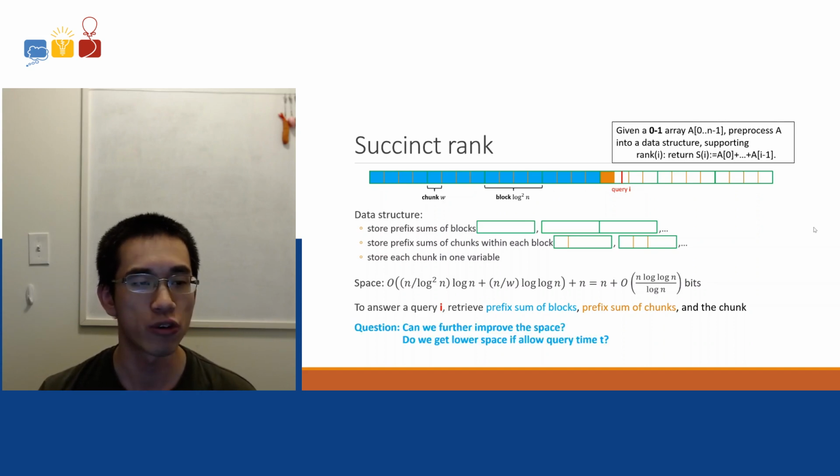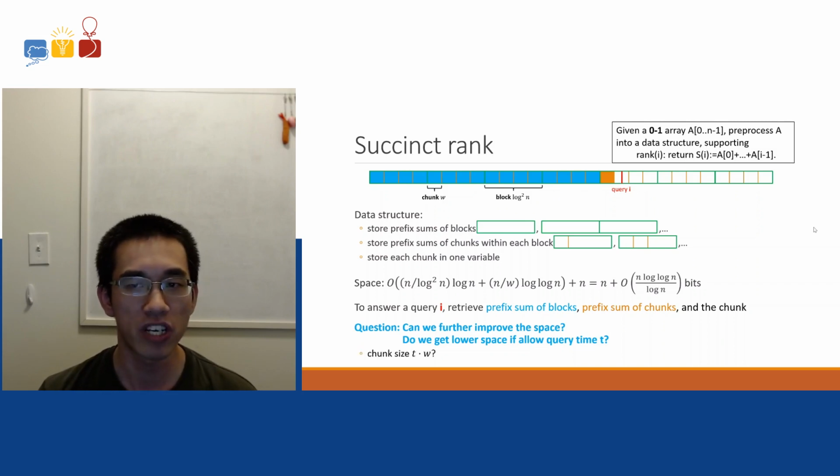So I guess a natural question now to ask is whether we can further improve the space. And a related question is, do we get smaller space, lower space, if we allow a slightly larger query time t? Maybe t is a larger constant, or it's slightly super constant.